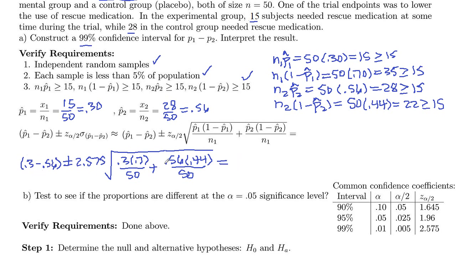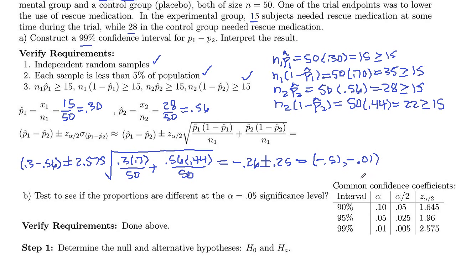So this is negative, let's see, negative 0.26 plus or minus. And then if you enter this quantity in the calculator to 2 decimal places, you get 0.25. So negative 0.26 minus 0.25 is negative 0.51, and negative 0.26 plus 0.25 is negative 0.01.